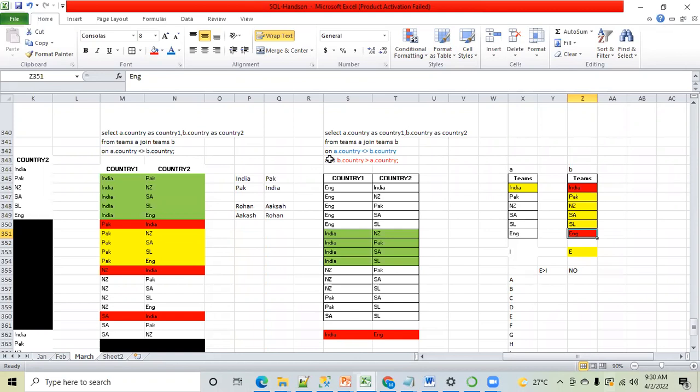And here in the condition, you are telling that the country of the B table, the second table, should be greater than the first table. So E is less than India. That's why you didn't get that output. Is that clear? So these two records are removed. Now, before proceeding, any question here?